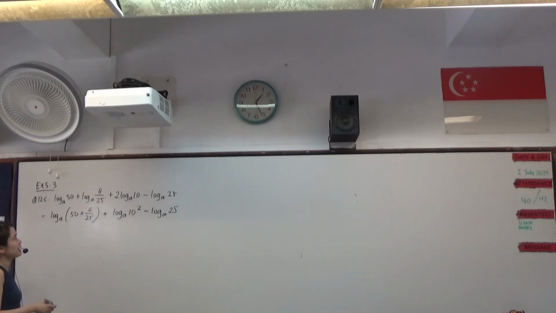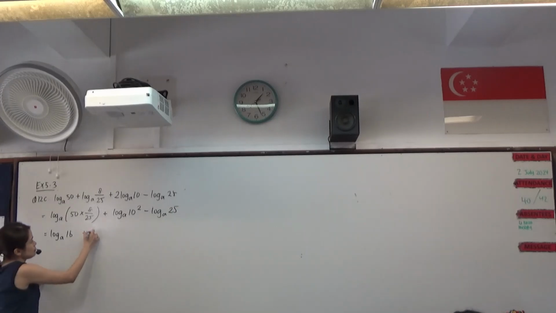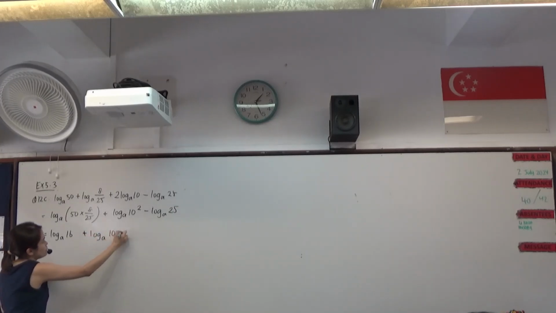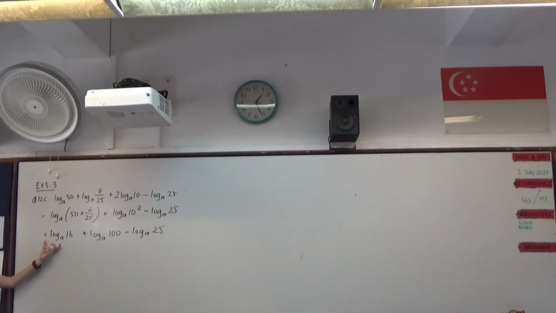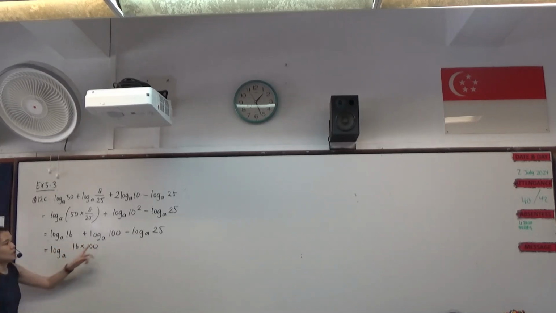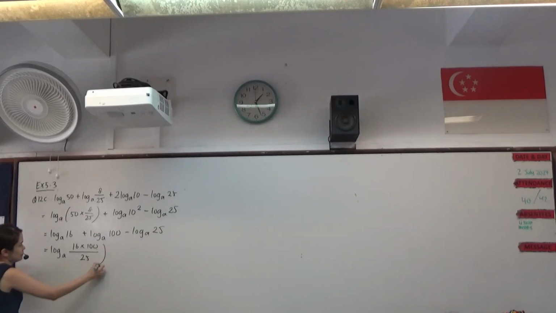50 times 8 over 25, you can simplify that using your calculator, that will be 16. Okay, 50 times 8 over 25 is 16. Right? Then this one will become log base A 100. Followed by continuing the same process, two logarithms with addition, so we can multiply. Since after that it's a minus sign, so multiply already, then we divide by 25. So you could actually merge that into one step.